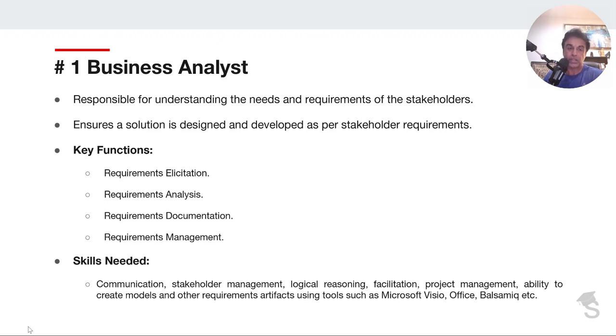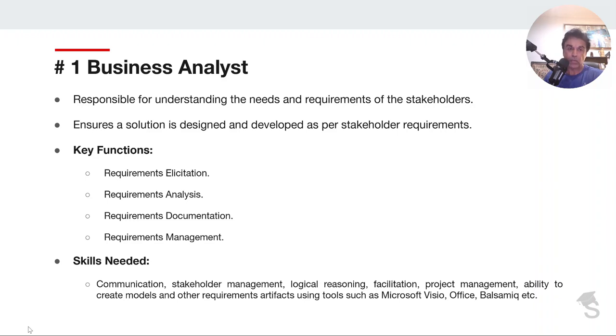Now let's talk about the skills. Communication skills, that includes writing skills, verbal communication skills, stakeholder management, logical reasoning, facilitation skills, project management skills, and the ability to create models and other requirements artifacts using tools like Visio, Office, Balsamiq, and many other tools. So that's about business analyst.